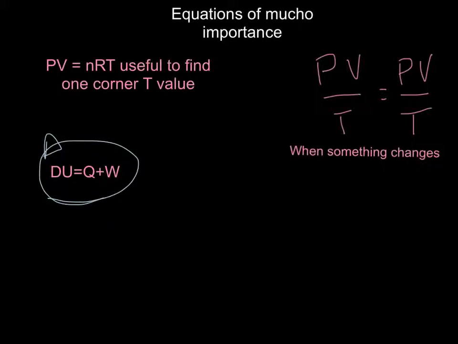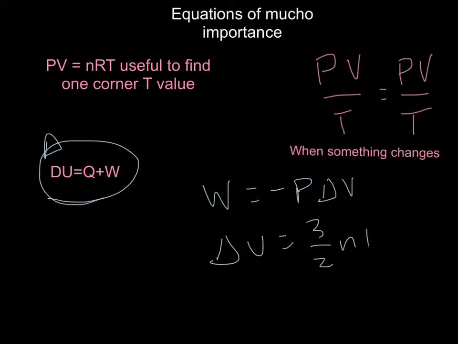The other important ones: W is equal to negative P delta V. That's how I calculate work in a pressure-volume situation. And then the underrated one, delta U is equal to 3/2 nR delta T. That one's important because it shows that delta U is directly related to the temperature change, and that will save you some points.